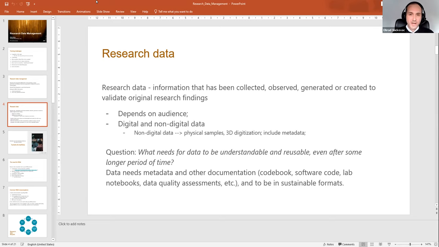And you just ask them a question: what does your data need to be understandable and reusable, even after some longer period of time? That is not just data, it also includes metadata to describe this data better, and also other documentation like software code, codebooks, machine or instrument calibrations, and so on. And that should be in sustainable formats for future use.